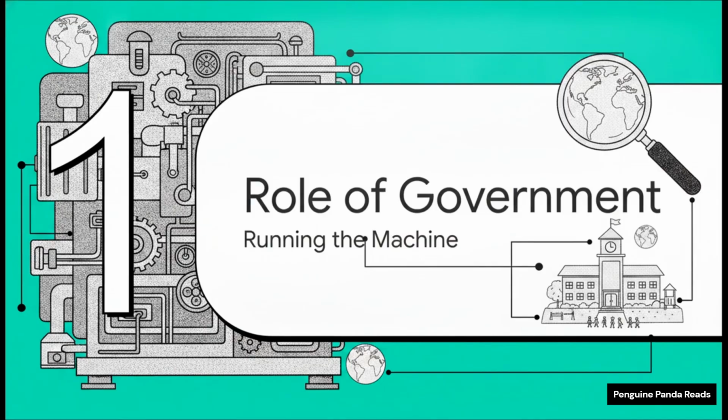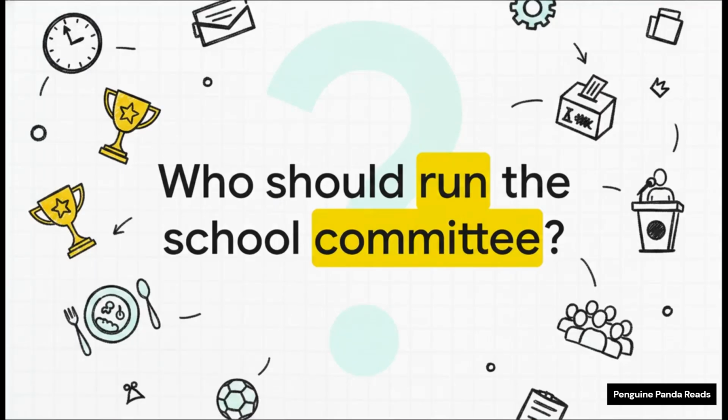Section 1. The role of government. So, to truly understand the complex machinery of a massive nation-state, let's just shrink it down for a minute. Imagine your local school needs a committee to handle its day-to-day operations. We're talking timetables, sports events, managing the midday meals, balancing budgets. It's a lot of work. How do you decide who actually wields that kind of authority?